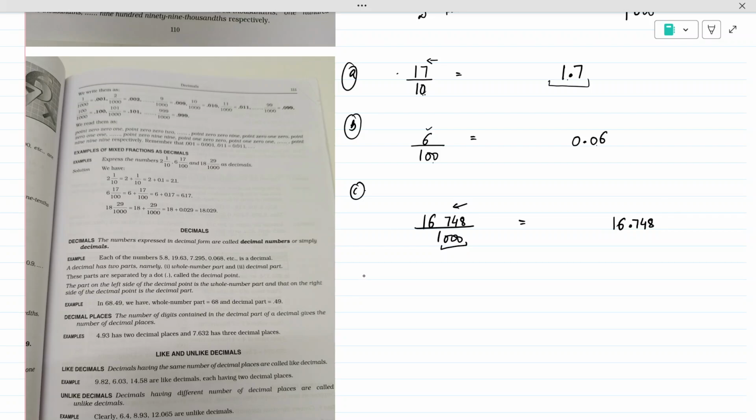Let me take one more example now. I'm taking the example of 17,168.